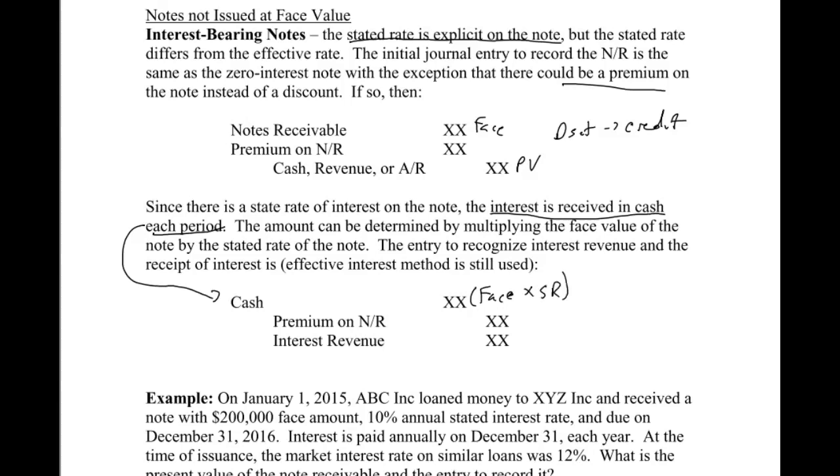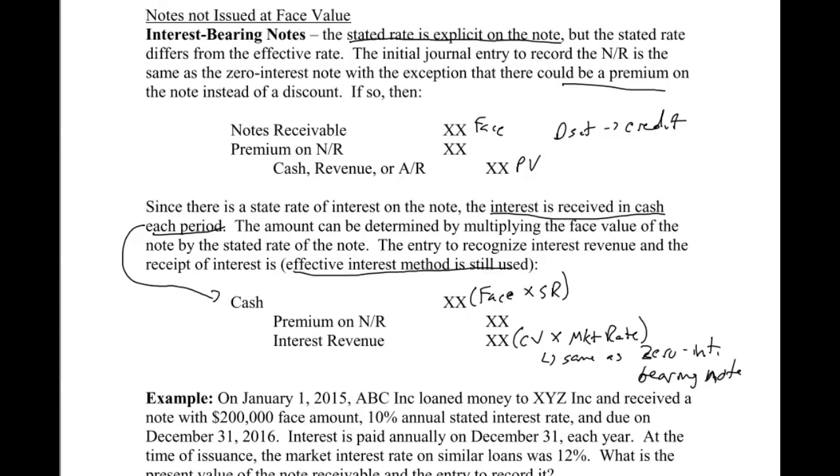The entry to recognize interest revenue and the receipt of interest is as follows. The effective interest method is still used, which means this is the carrying value of the note at the beginning of the period times the market rate. Notice this is the same as the zero interest bearing note, the exact same calculation. So we'll set up the effective interest table when we do the example.